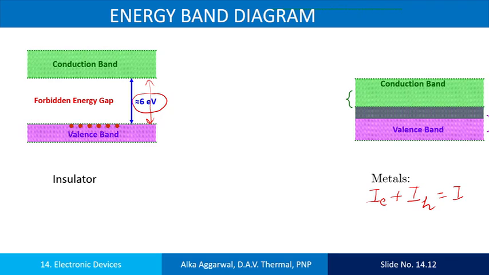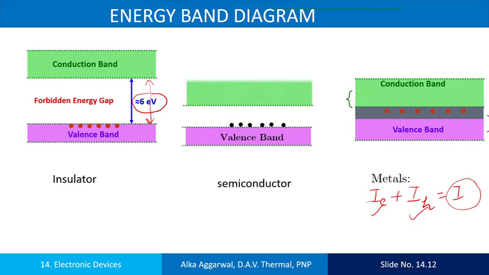As there are fewer electrons in the conduction band, there are fewer holes in the valence band, and the total current is also very, very small. It is almost negligible. In case of semiconductors, the energy gap between the valence band and the conduction band is lesser than the insulator and more than the conductor. As a result, its conductivity lies in between the insulator and the conductors.